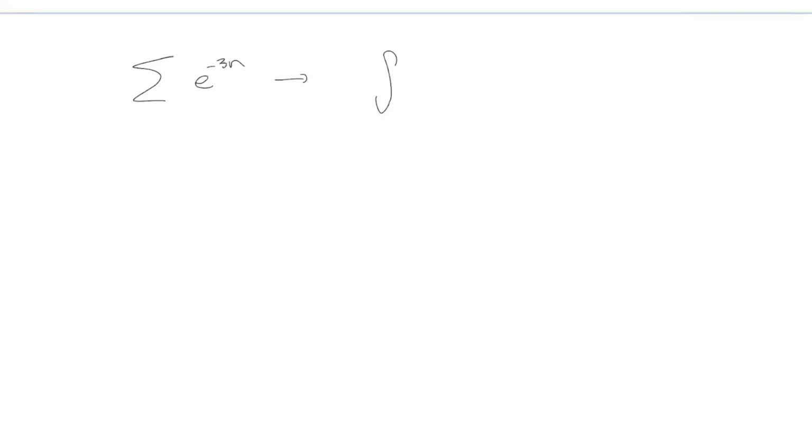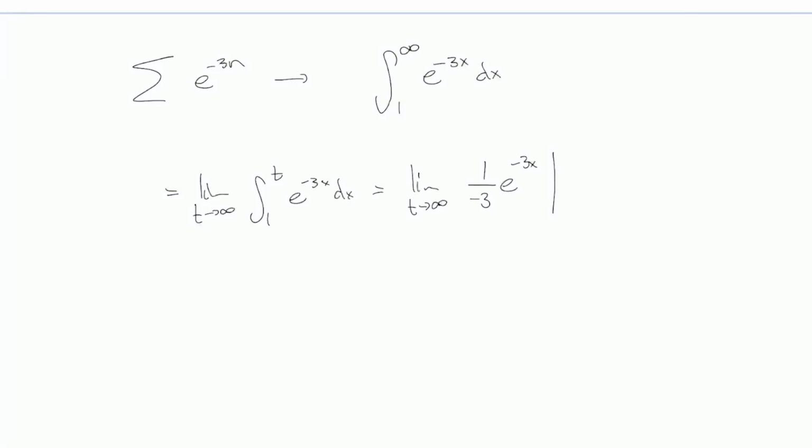This becomes the integral from 1 to infinity of e to the minus 3x dx. We turn this into a limit as usual, integral from 1 to t of e to the minus 3x dx. Do the integral first. I hope everybody remembered that little integration rule: the integral of e to the kt is 1 over k, e to the kt. So this is 1 over minus 3, e to the minus 3x, plugging in 1 and t like so.